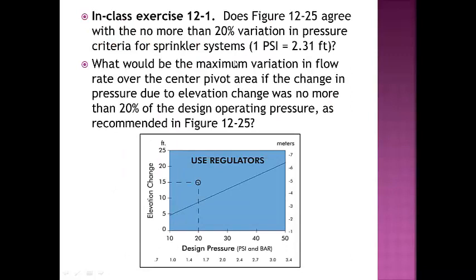So I was trying to explain that graph, and this is the in-class exercise. It's easier if you just write down 10 through 50 meters and then elevation change in meters using the same units, and you can see that at 4 meters elevation change and 20 meters pressure, that would be where the line would go. So it would go up like that.